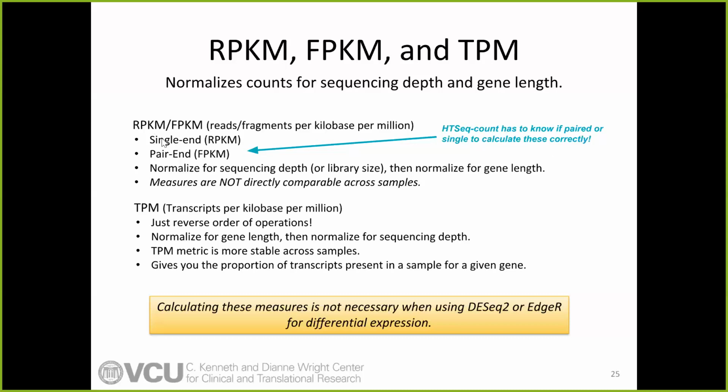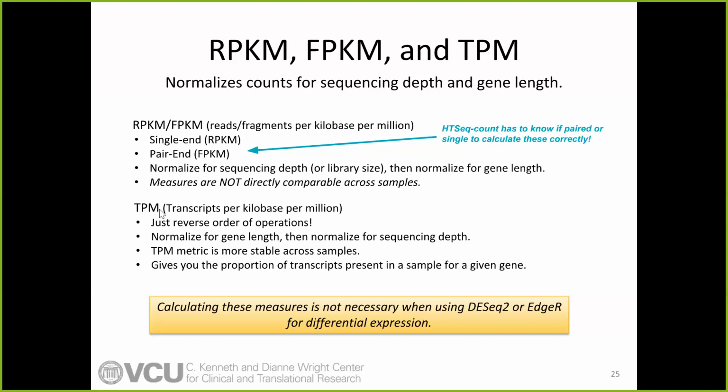So with RPKM, FPKM, it normalizes for the sequencing depth or the library size, and then normalizes for gene lengths. However, this leaves that these expression values are not really directly comparable across samples.